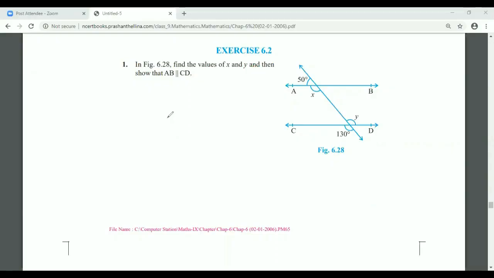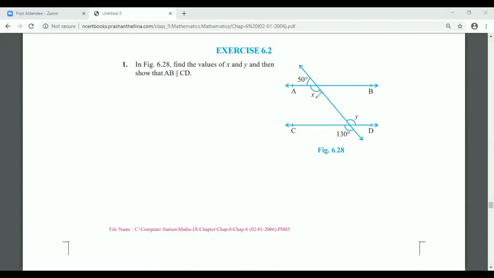Everyone, in this video we are discussing exercise 6.2 of the NCERT mathematics textbook of class 9. That is the second exercise of the 6th chapter, Lines and Angles. Let's go through the question. In the figure, find the values of x and y and then show that AB is parallel to CD.